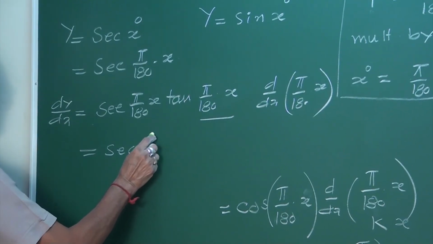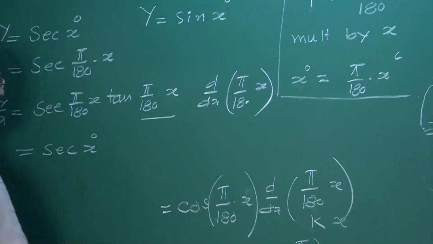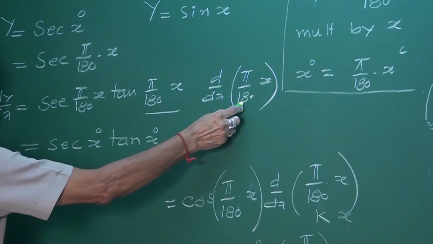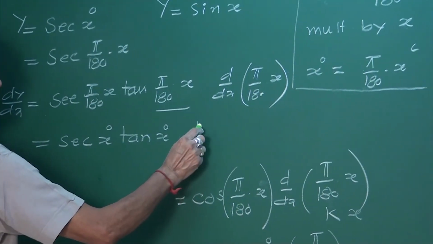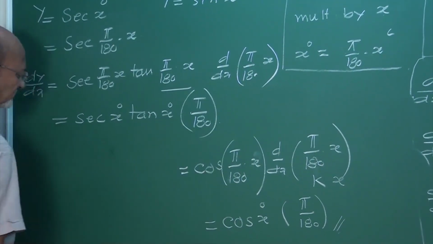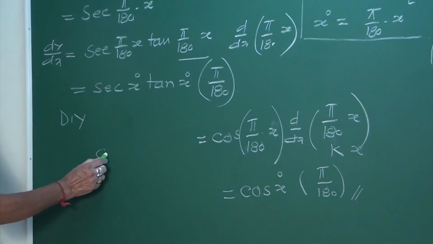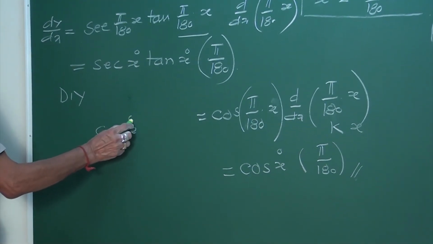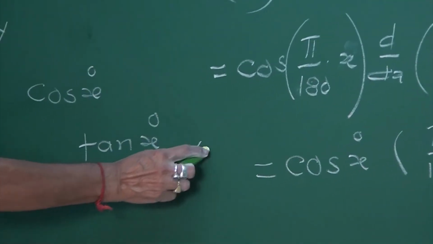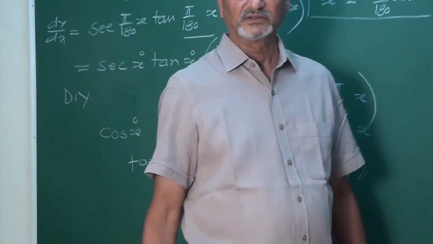They wanted this in terms of degrees. There, it is x degrees. It is tan x degrees. What is the derivative of this? Kx, k, pi upon 180. Yes, my friend, this is the answer. If you wanted, try cos x degree. Try tan x degrees, my friend.